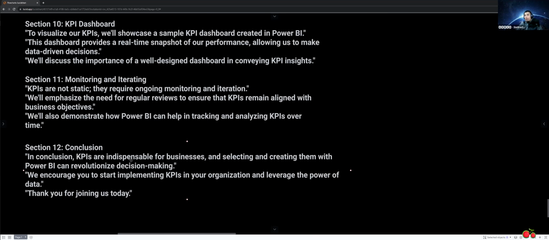This is very nice for business, and selecting and creating them with Power BI can revolutionize decision making. There we go. That's what they're really all about, decision making. The data and the KPIs will make them able to do that. So we encourage you to start implementing KPIs in your organization, or, I don't know, if you're working on your project, or you can just bring any data set and train yourself on how to do that.